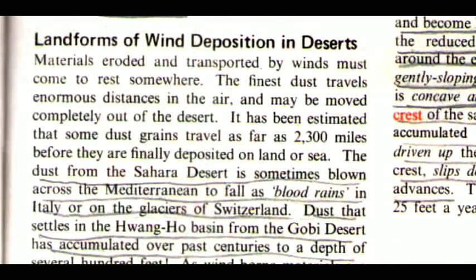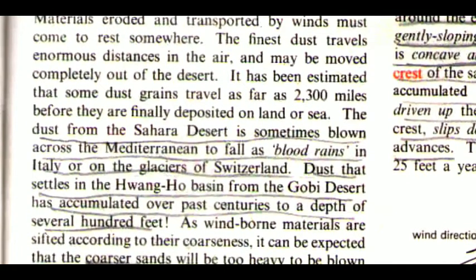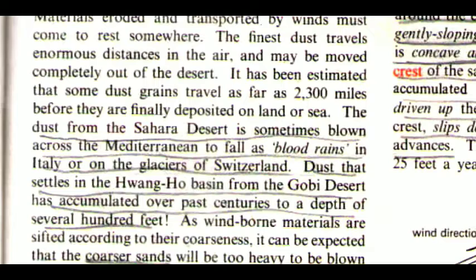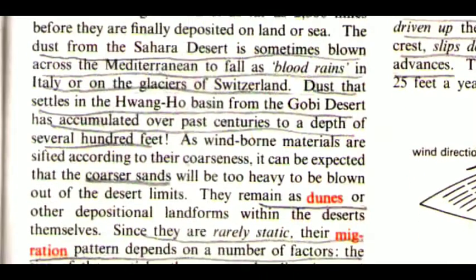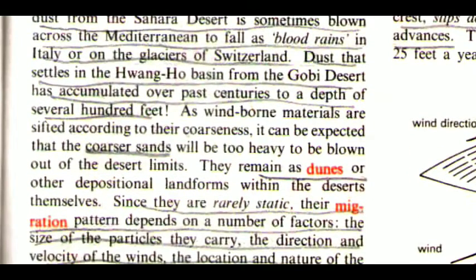Materials eroded and transported by winds must come to rest somewhere. The finest dust travels enormous distances in the air and may be moved completely out of the desert. It has been estimated that some dust grains travel as far as 2,300 miles before they are finally deposited on land or sea. The dust from the Sahara Desert is sometimes blown across the Mediterranean to fall as blood rains in Italy or on the glaciers of Switzerland. Dust that settles in the Huanghe Basin from the Gobi Desert has accumulated over past centuries to a depth of several hundred feet.